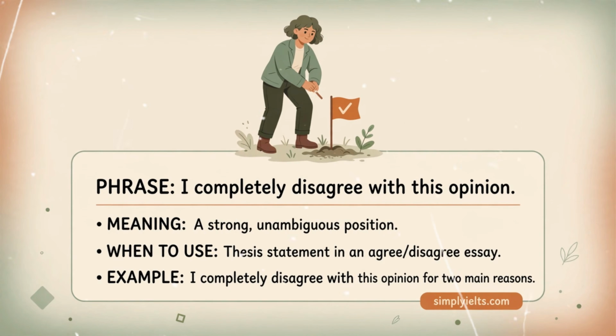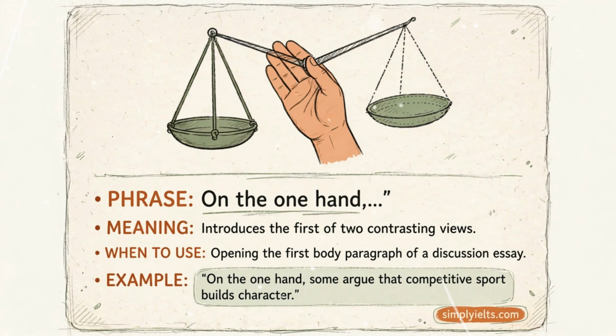For an agree or disagree essay, you need a strong, unambiguous position. You can use the phrase, I completely disagree with this opinion. For example, you might add, I completely disagree with this opinion for two main reasons. To introduce the first of two contrasting views at the beginning of your first body paragraph in a discussion essay, use, on the one hand. For instance, on the one hand, some argue that competitive sport builds character.